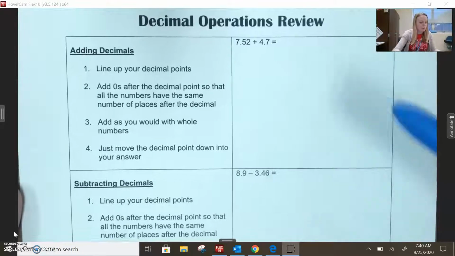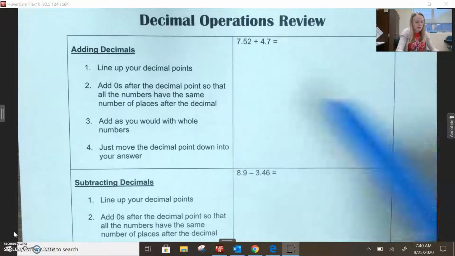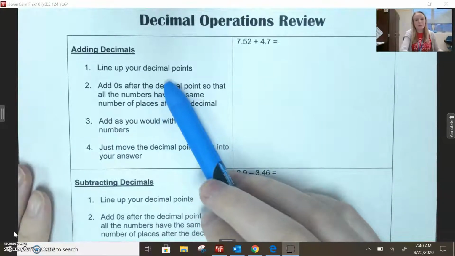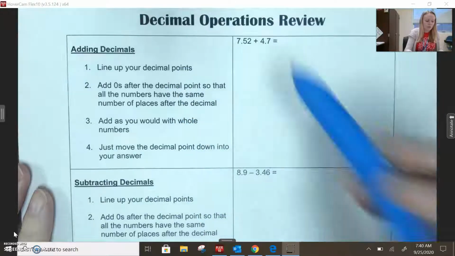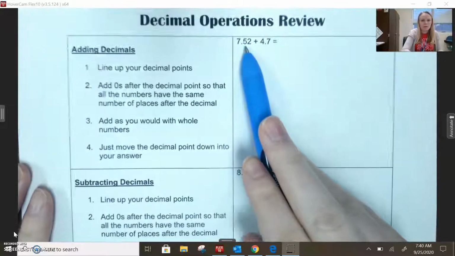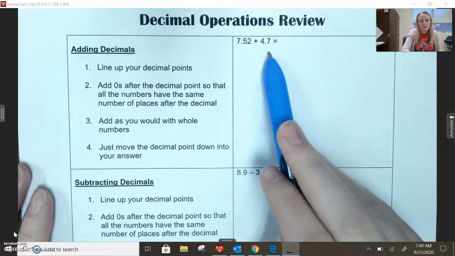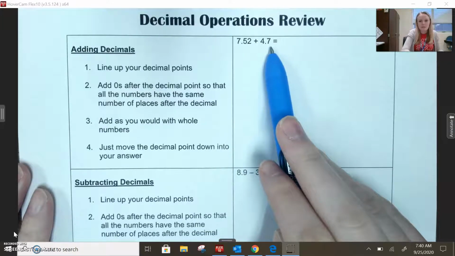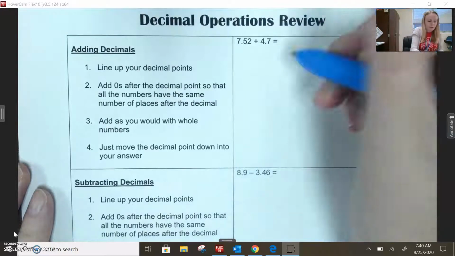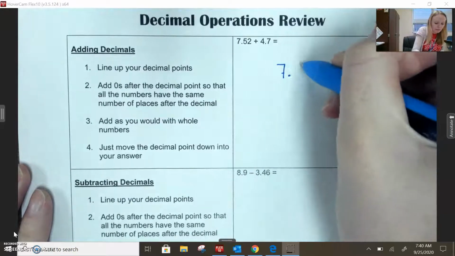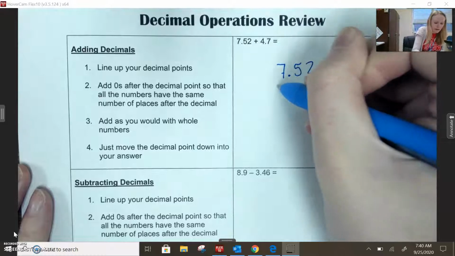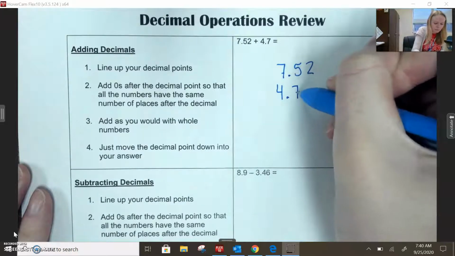We're just going to start off here with adding decimals. It's super important that we line up our decimals when we're adding. What that means is our first number here goes out to the 10th and then the 100th place, whereas our second number only goes out to the 10th place. So we need to make sure that they both go out to the same place, so that way we can line up our decimals.